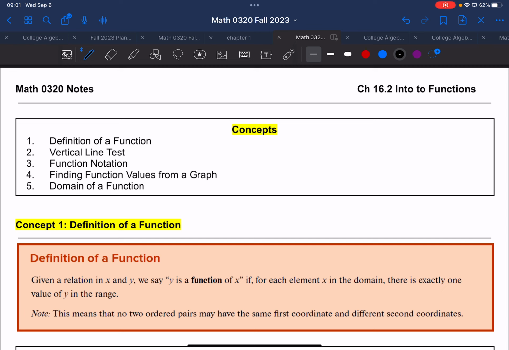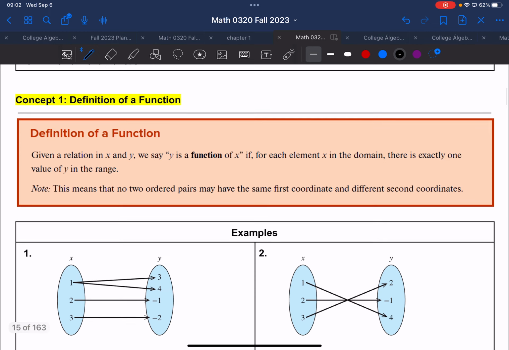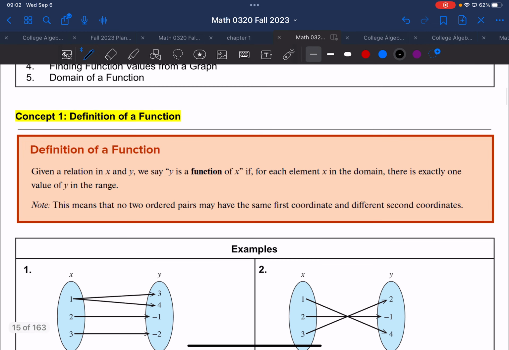Okay, so looking at topic 1, the definition of a function. I'm going to go ahead and move over here so I can see everybody. Okay. And everyone can see this fine in the back? Light-wise? Okay.